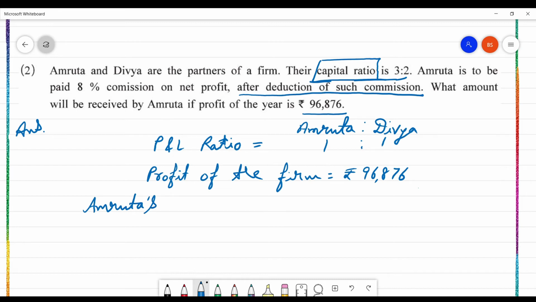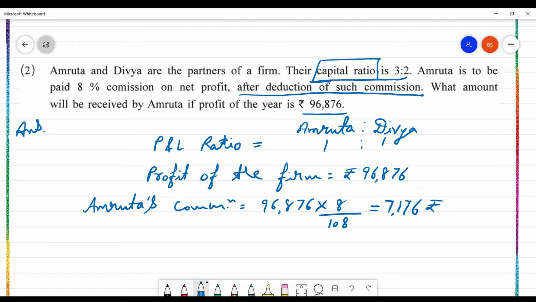After that, we have to find out Amruta's commission. 96,876 into her commission, which is 8%, means 8. Here it is written after deduction of such commission, means we will write in the denominator 108, 100 plus 8% commission. Then we will find out the amount. 96,876 into 8 divided by 108. It will be 7,176.